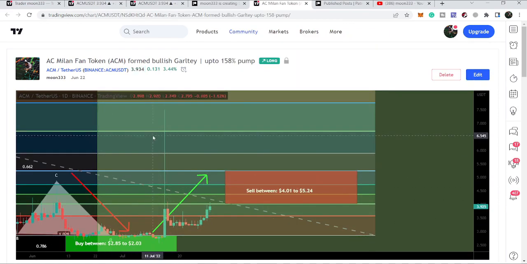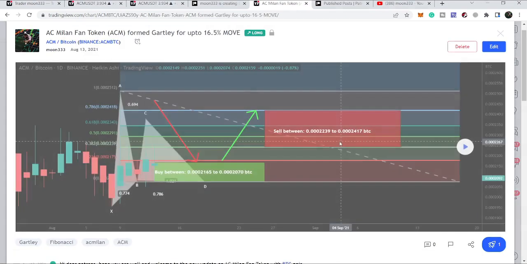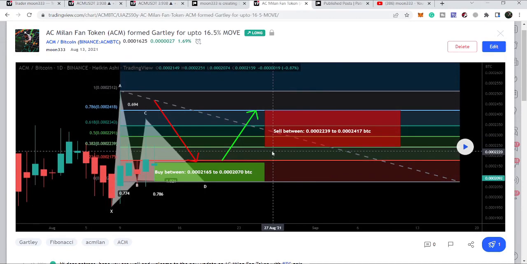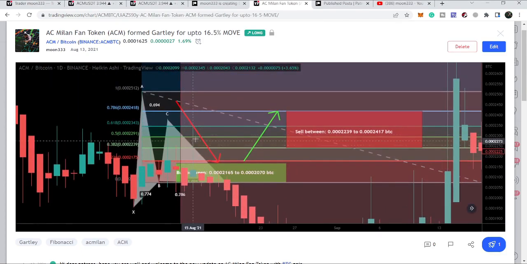And by the way, before this, ACM also formed another harmonic bullish reversal Gartley move that I shared with my members at the Patreon in the month of August 2021. And you can see this pattern was, by the way, formed with Bitcoin pair. And if we play this chart, then you can observe that the price line moved up, and after hitting the sell target up to 0.002345, after this pump, the price line again moved down.